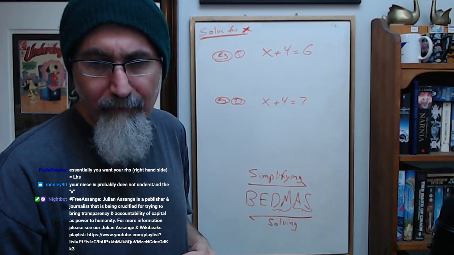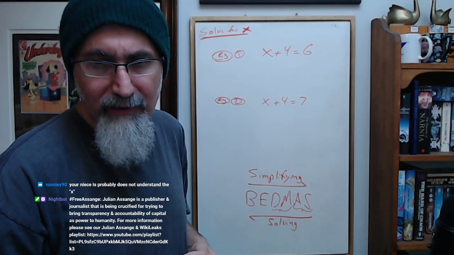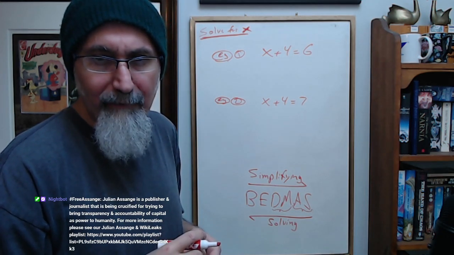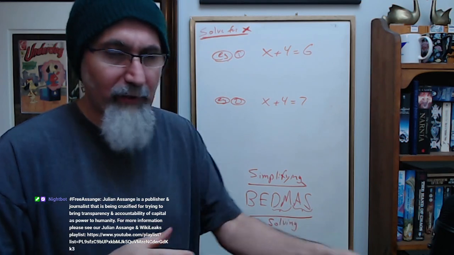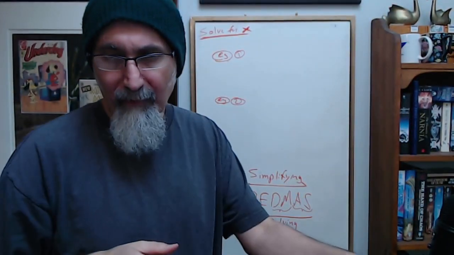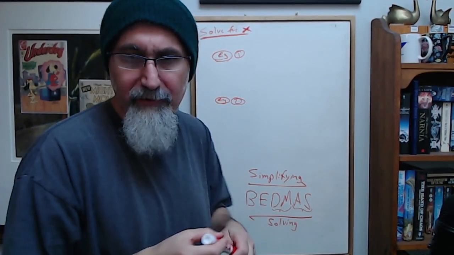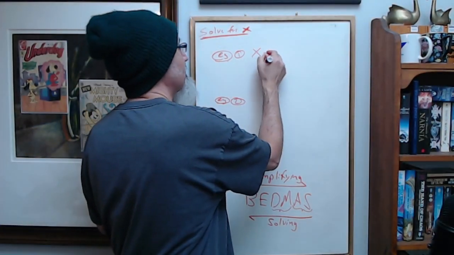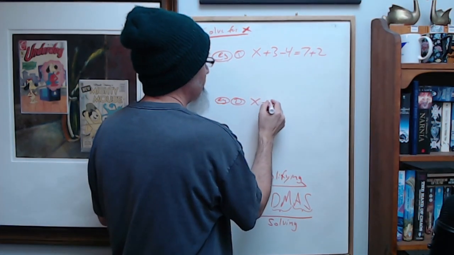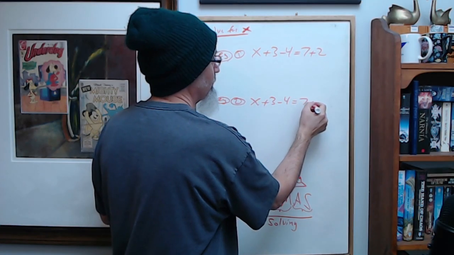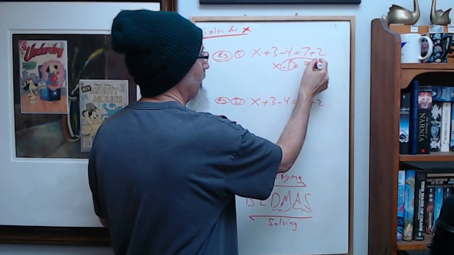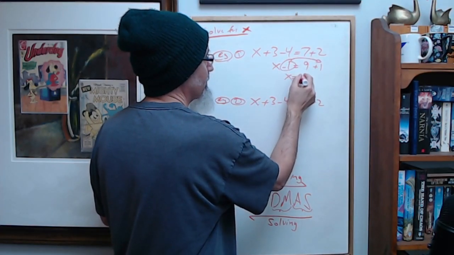Essentially, you want your right hand side to equal your left hand side. So you had x plus 3. Let me write that down then. x plus 3 minus 4 is equal to 7 plus 2. So the way we did it, when x minus 1 is equal to 9, grab the 1 over, plus 1, so x is equal to 10.